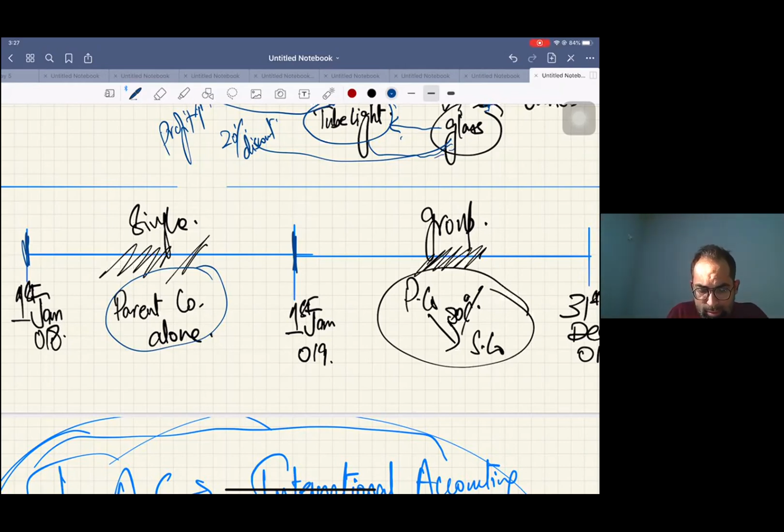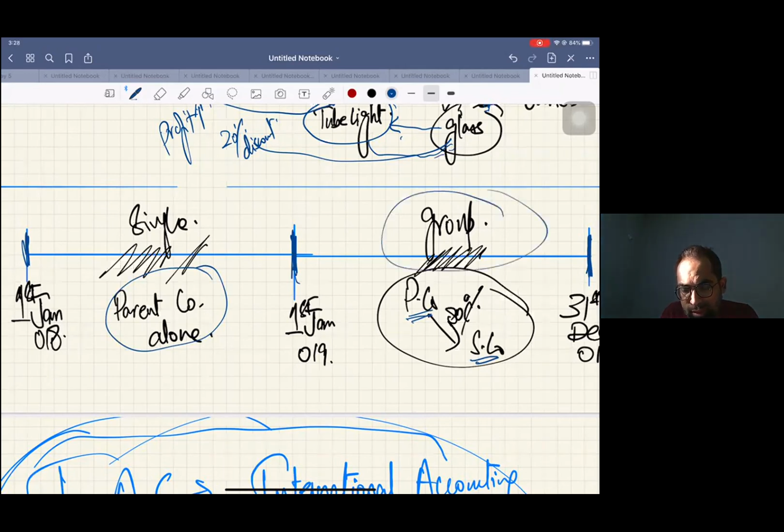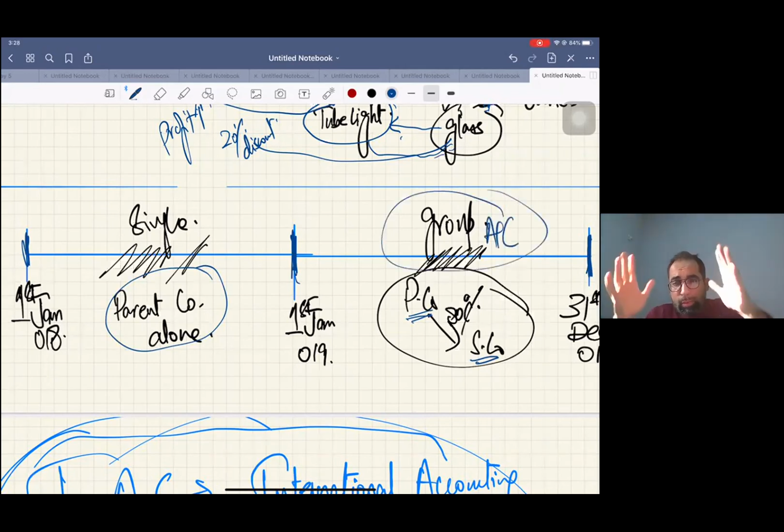But this year, the parent company acquired S company. The parent company acquired the running business of S company. So just think, this year you will be given group accounts. This year the accounting is combined, parent plus subsidiary. And last year there was only the single parent company.